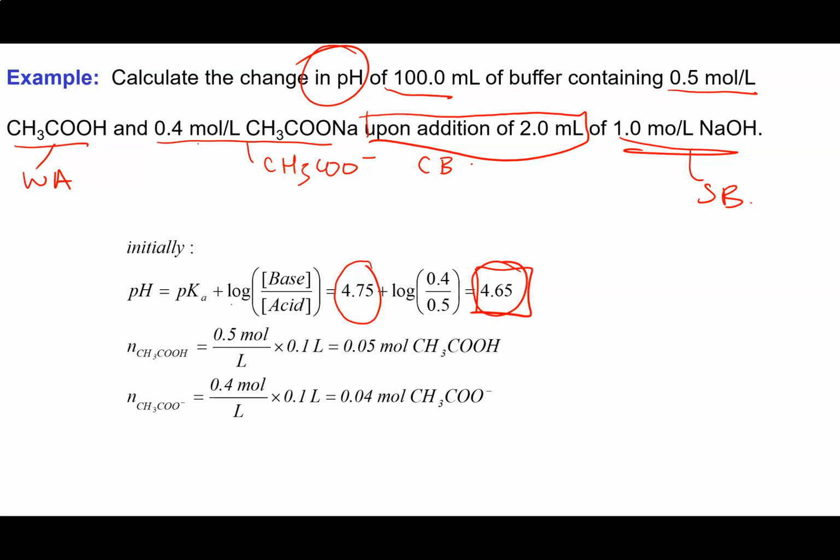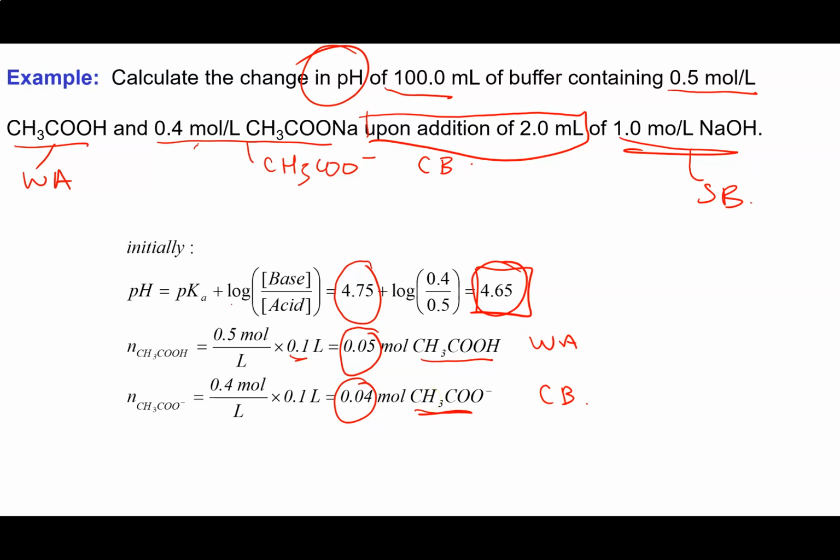Now, what I'm going to do is figure out how many moles of each of my two components I have in my buffer. So I've got 100 mils or 0.1 liter of my buffer, and the concentration of my acidic component was 0.5 moles per liter. So what that means is I've got 0.05 moles of my weak acid, and then I'm going to do the same calculation for my conjugate base. That was 0.4 moles per liter, given in the problem, and it's in the same 100 mils to start with, so I've got 0.04 moles of my acetate anion, which is my conjugate base.